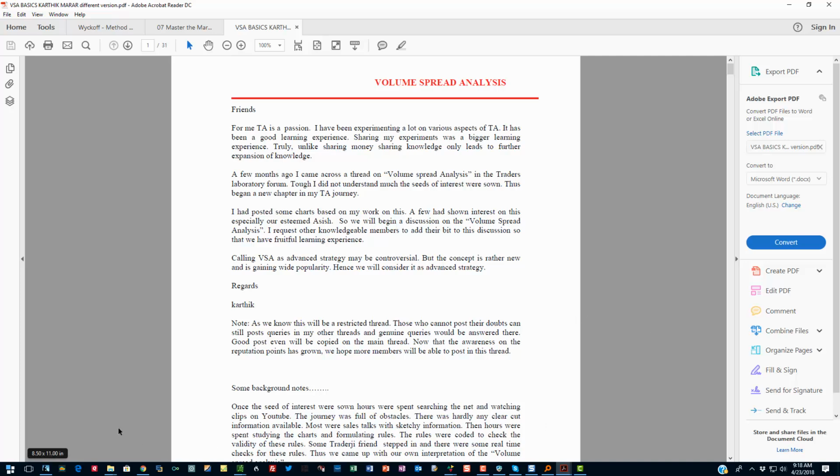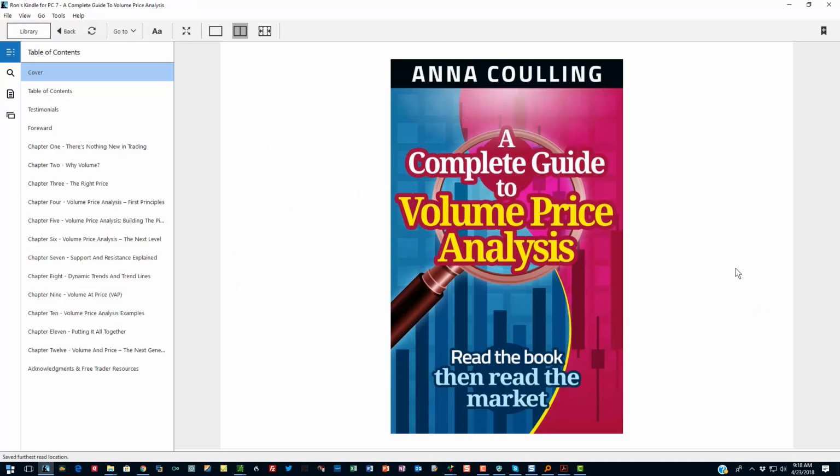And then a more modern interpretation of VSA is by Anna Colling. Now, I've recommended this book to many people over the years, and let me bring it up here. Here it is. It's a complete guide to volume price analysis. You can buy it on Amazon, the digital version, for $4 or $5. Certainly worth reading.